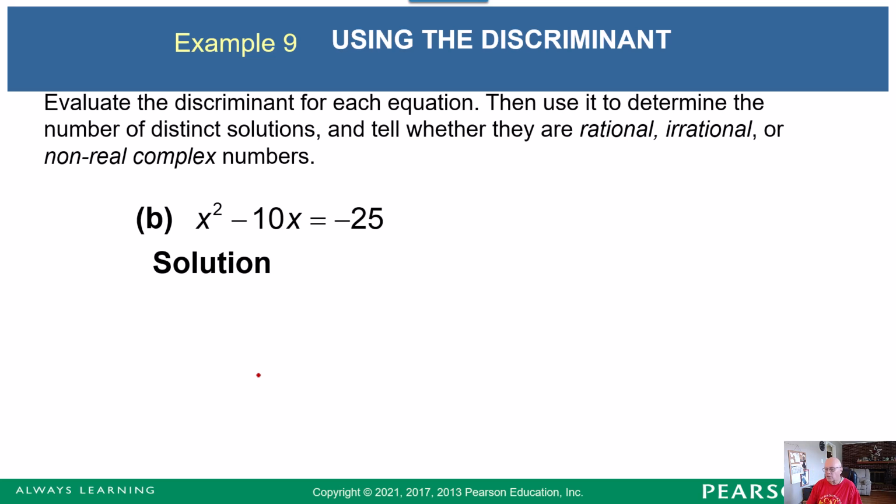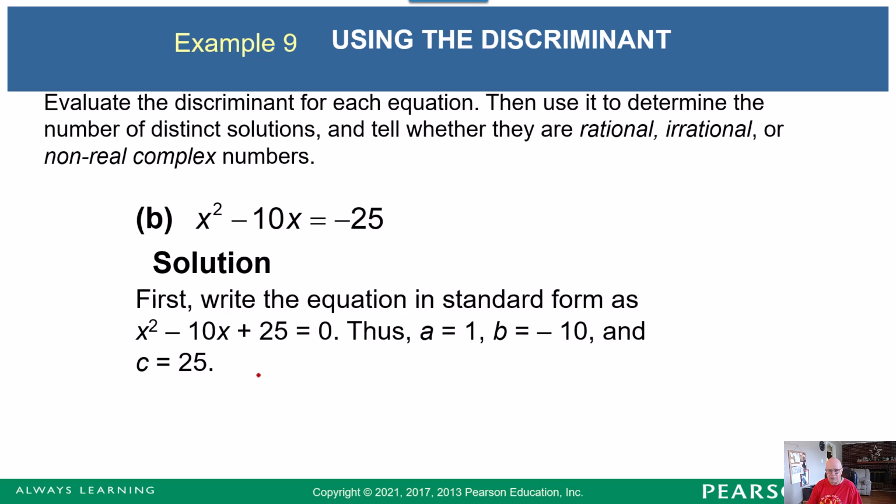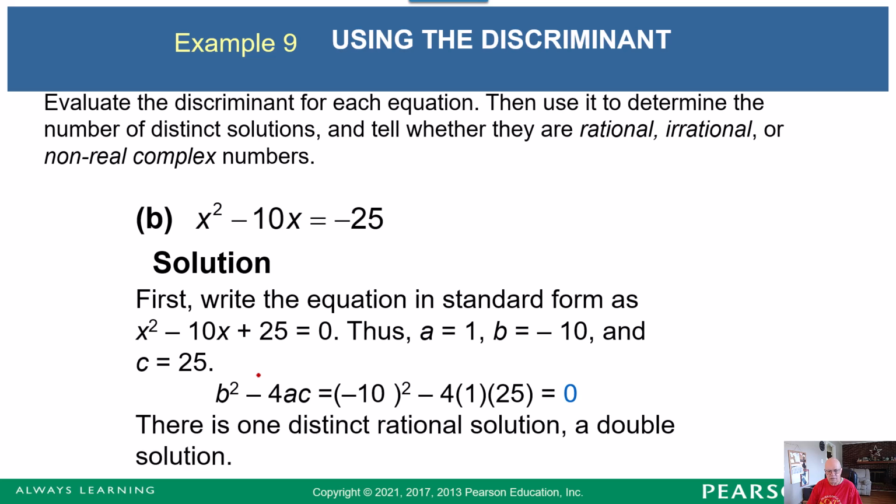Now, what do you have to do first with this one? Of course, you need that 0 before you can find the A, B, and the C. And you need the A, B, and the C before you can get b squared minus 4AC, obviously. So write in standard form, and you can get the A, B, and the C. Put those in there. This time, b squared minus 4AC is 0, which means you're going to get one rational answer. And it's going to be a double solution.